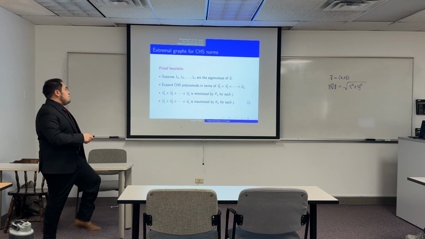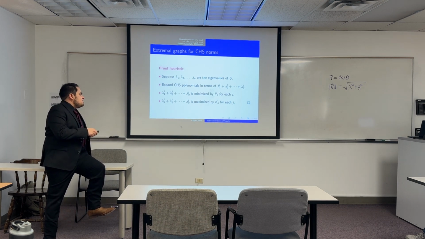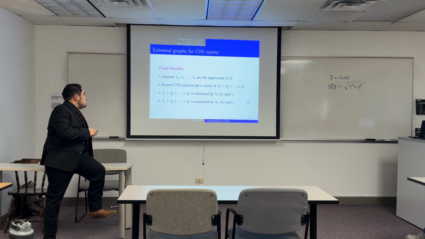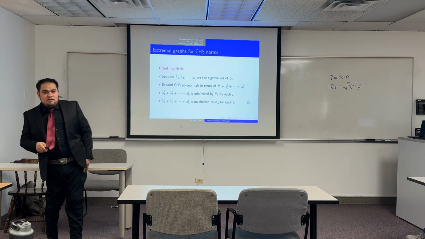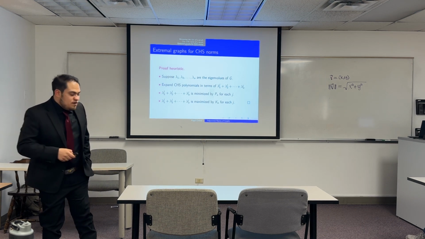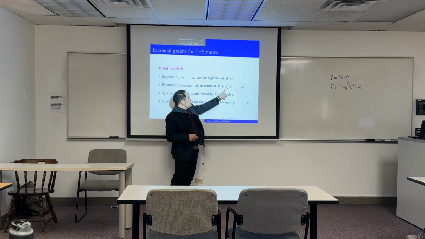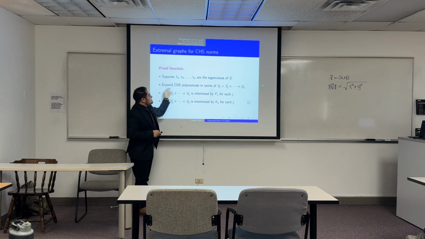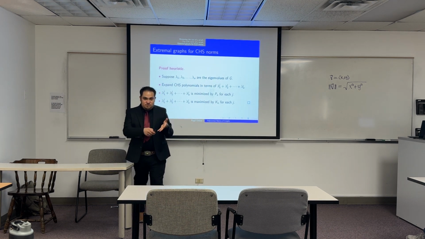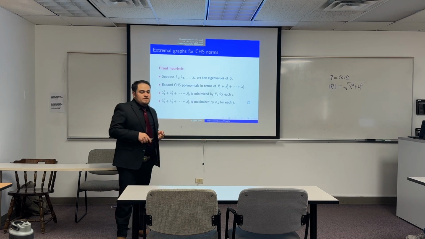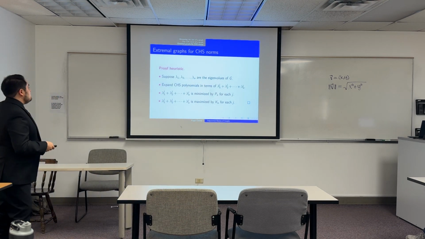Now, that requires some work to do, but the really difficult part in the proof is this: this quantity is minimized by the path for each j, and this quantity is maximized by the complete graph for each j. But this essentially is the outline of how the proof goes. Moreover, it's important that the coefficients of these polynomials in the expansion of the CHS polynomials are positive, so that I can use these results here. But that's essentially the idea of the proof.